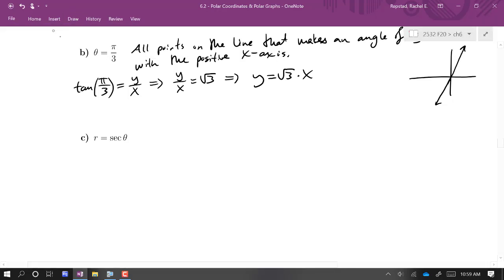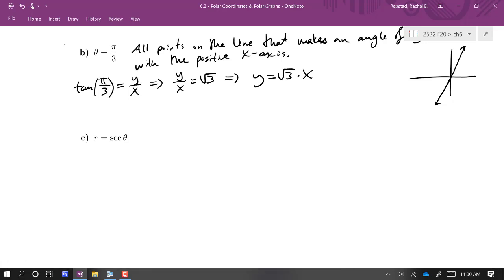The last one is maybe less intuitive, all right? So in part A, r was fixed, so we saw that was a circle. In part B, theta is fixed, so we saw that was a straight line. Part C doesn't seem like anything's fixed, right? I mean, certainly it doesn't look like r is fixed, and theta is not fixed. We have both variables in this equation.